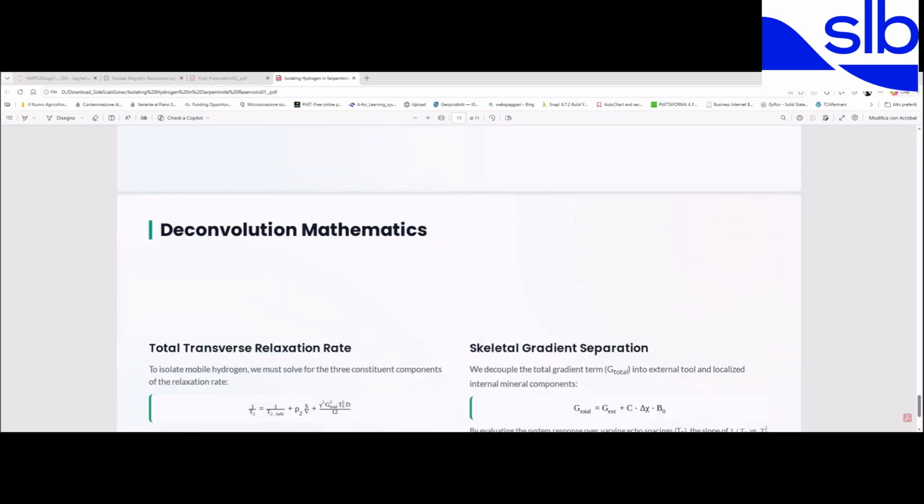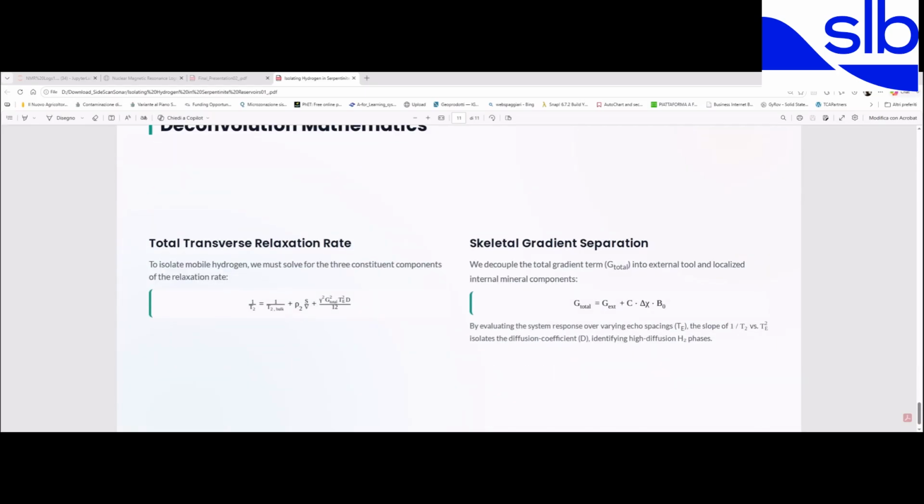So you need to isolate the signal of this. To do this, you need a mathematical formulation of the applied deconvolution, the total transverse relaxation T2. To isolate the mobile hydrogen, we must solve the free constituent complex of relaxation rate with this formula. We have a skeletal gradient separation. So we decouple the total gradient term into external tools and localized internal mineral components. G total equals G tool plus C times delta chi for the magnetic gradient.